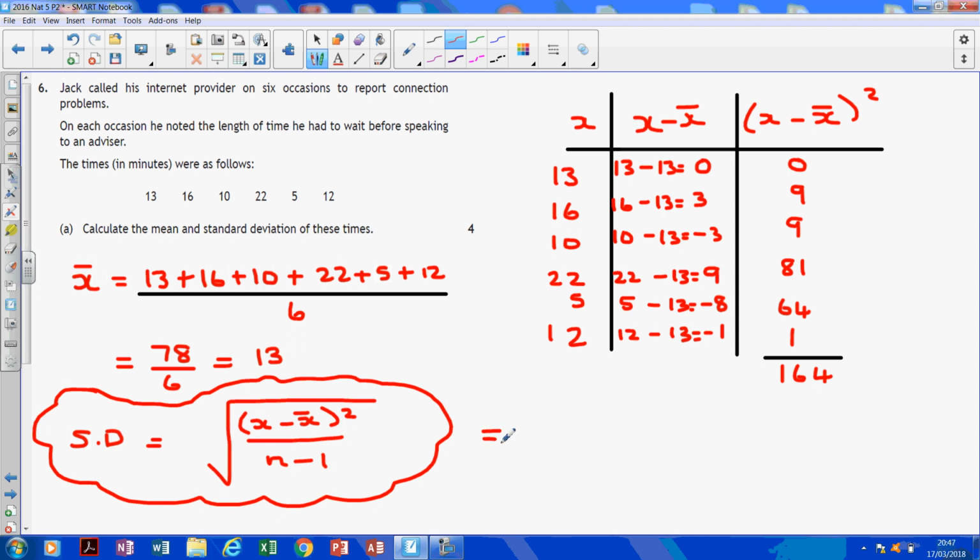So that is equal to the square root of the sum. There's a wee sum sign in there. And that's the sum of all those numbers. So it's 164 divided by n minus 1. So the number of numbers we have is 6. So when we take one away from that, we get 5. And if we work that out and take the square root, we get 5.7.